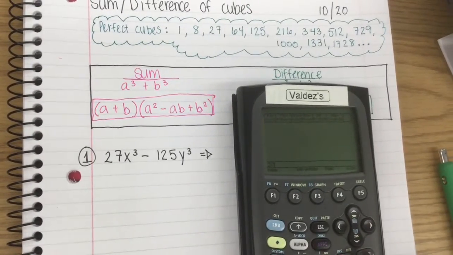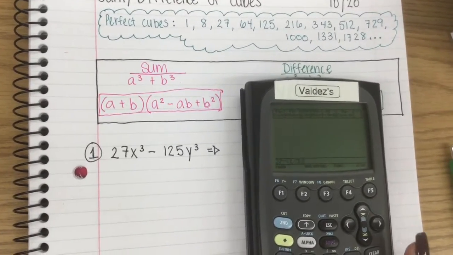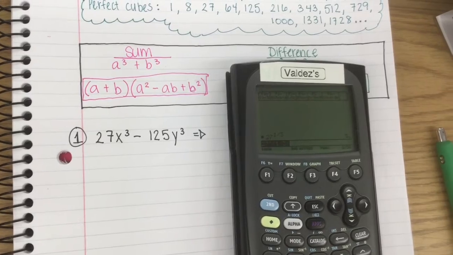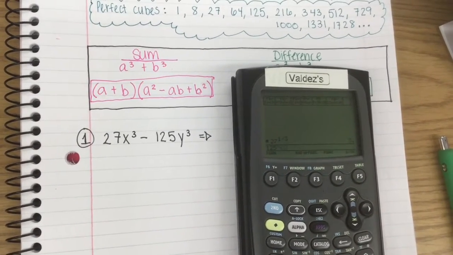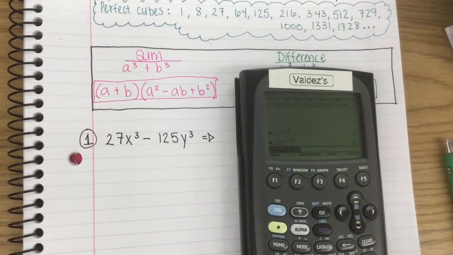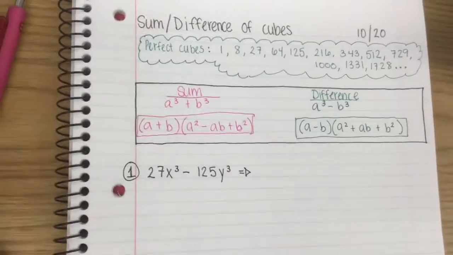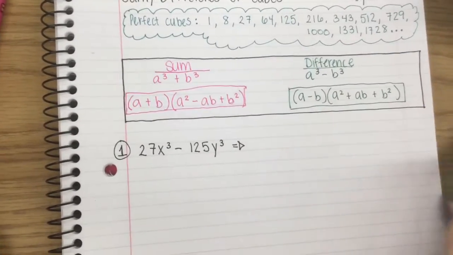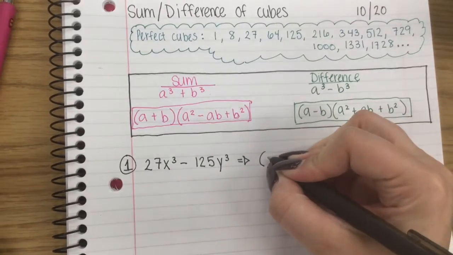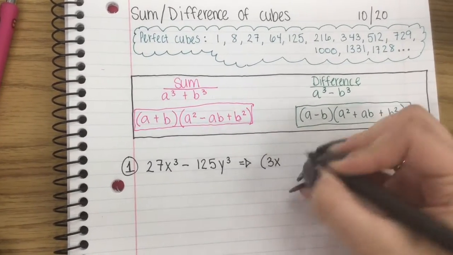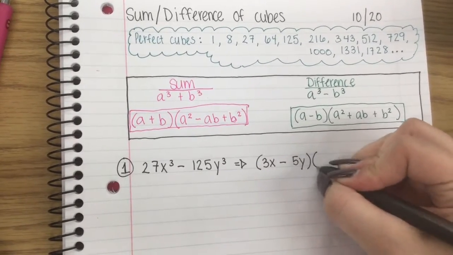So I can do 27 to the 1/3 power. If you don't know what those rational exponents mean, look up a video on rational exponents. That means the cube root of 27, which is 3, and then 125 to the 1/3 power means the cube root of 125, which is 5. So that a here is the cube root of whatever my first term is. So here that would be 3x. The b is the cube root of that second term, which would be 5y here.